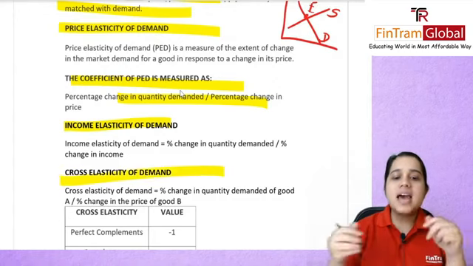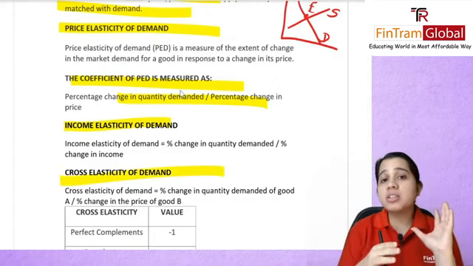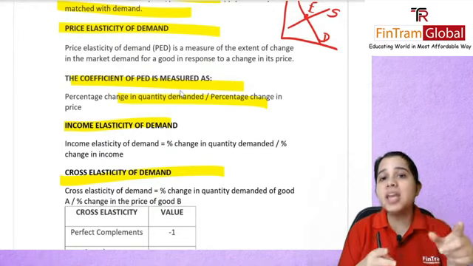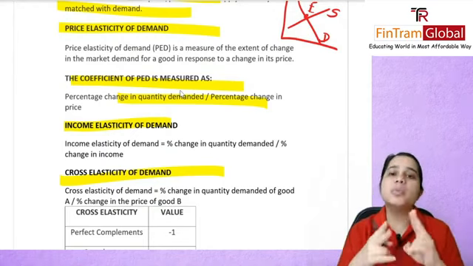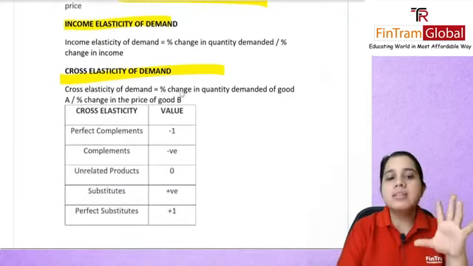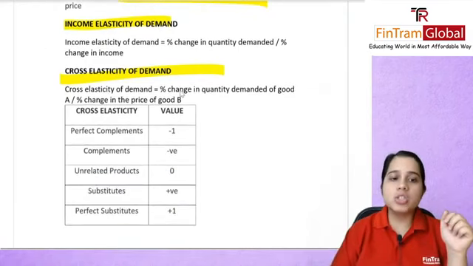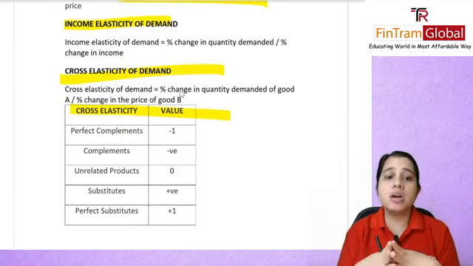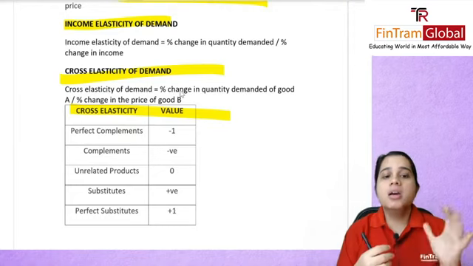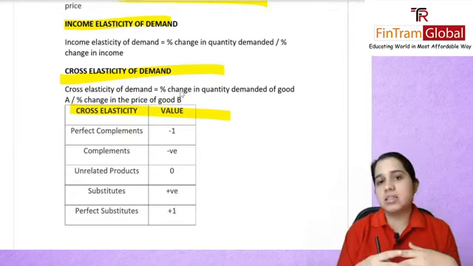And you have your cross elasticity of demand, wherein the percentage change in quantity demanded of good A is divided by the percentage change in price of good B. So this is between two goods. Here is a table that I would suggest you keep in mind and remember, because you can get an MCQ from here, that it could be like the cross elasticity is, let's say, -1.